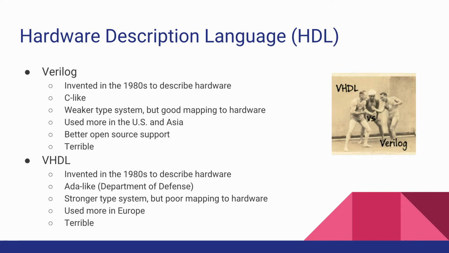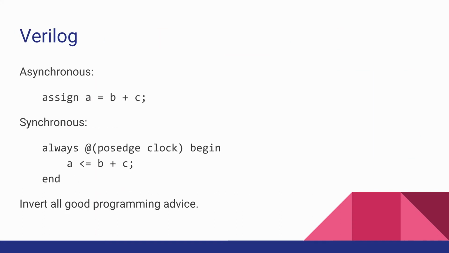VHDL was the Department of Defense's, so it's very Ada-like because they wanted to reuse a lot of the Ada stuff. The type system is quite good, so it's a lot easier to catch mistakes at compile time. But you get the impression that it was the opposite: software people who knew everything about language, but didn't really know much about hardware. I've heard that it doesn't match very well. I don't know VHDL very well. And for some reason, it took off in Europe, even though it was a DoD language.